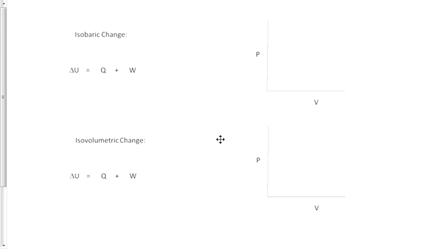There are 4 changes for pressure volume work. There are 2 listed here: isobaric change and isovolumetric change. Isobaric means the pressure will not change, and isovolumetric means there's no volume change.